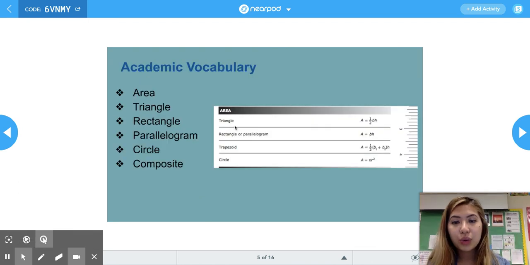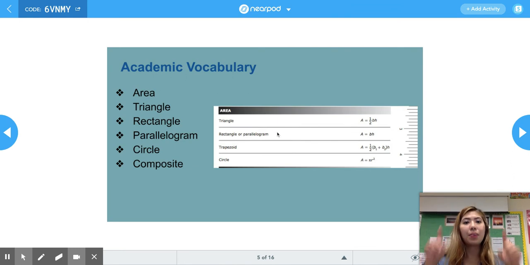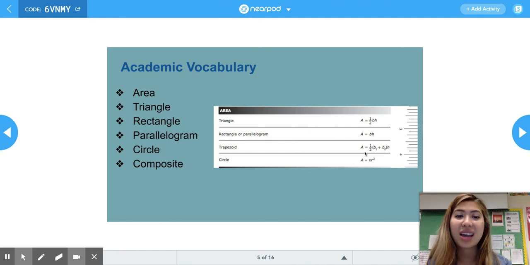So as a review, our STAAR reference materials give us the area of triangles, rectangles, parallelograms, trapezoids, as well as circles. For a triangle, to find the area, we're doing half times the base times the height. For a rectangle and a parallelogram, area is equal to base times height, because remember that a parallelogram is kind of like a rectangle that's been slanted.